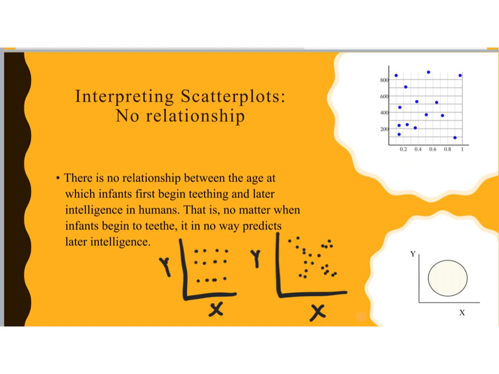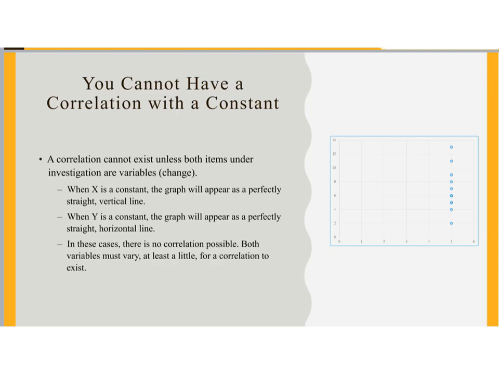So essentially, when we see a pattern that is circular, square, or even X-shaped, we find that there's no correlation because we're not seeing one clear direction to the pattern of the dots. One thing we must keep in mind is that you cannot have a correlation if one of your measured items is a constant.